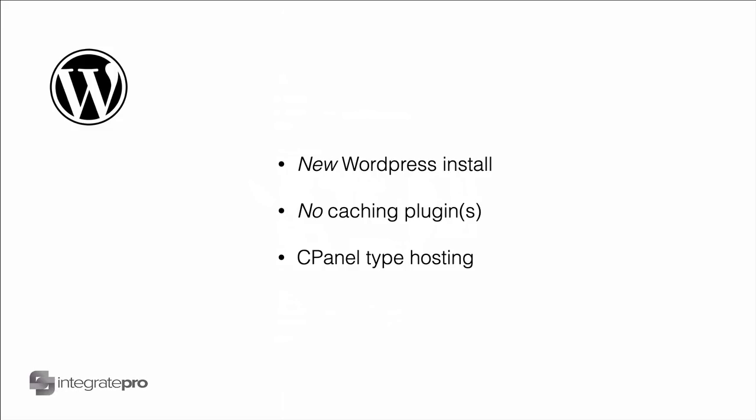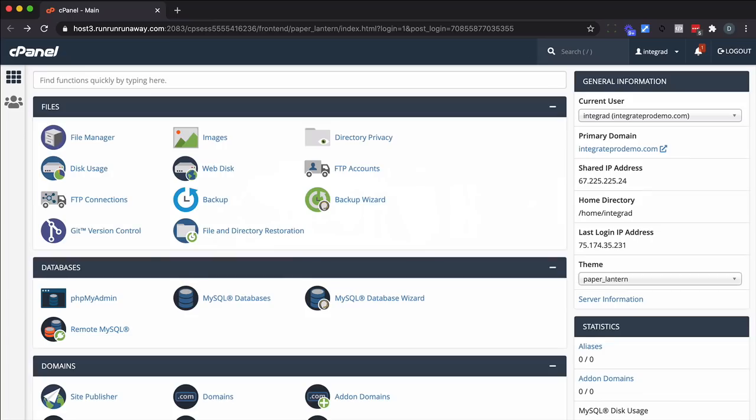So, starting with WordPress, I'm going to recommend that your membership site is set up on a new WordPress install. Don't share it with a WordPress site you've already set up. It can be on the same domain, but a different directory or different subdomain. Don't use caching plugins. And I recommend cPanel type hosting, which means I don't recommend WordPress type hosting, which can work, but sometimes doesn't. Here we are inside the cPanel part of the hosting account.